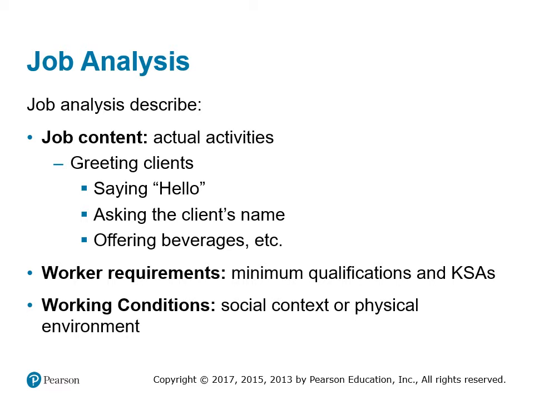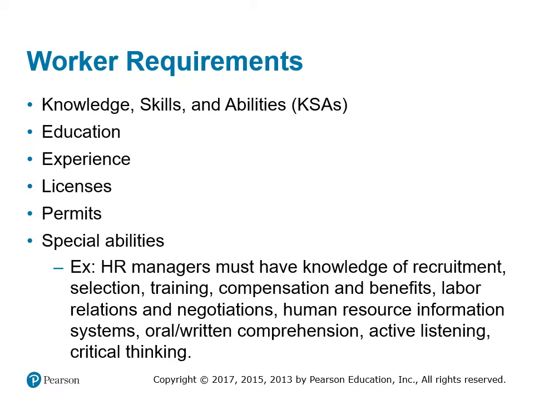Worker requirements describe the minimum qualifications and the knowledge, skills, and other characteristics and abilities that should be present for the job incumbent. Working conditions are the social context or physical environment, that means the surroundings or the hazards of the working environment. Worker requirements are knowledge, skills, and abilities like education, experience, license to perform this job, permits, special abilities.